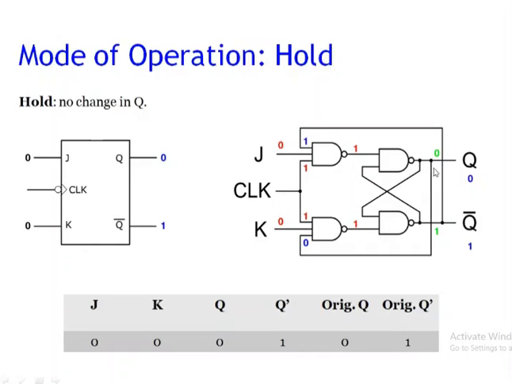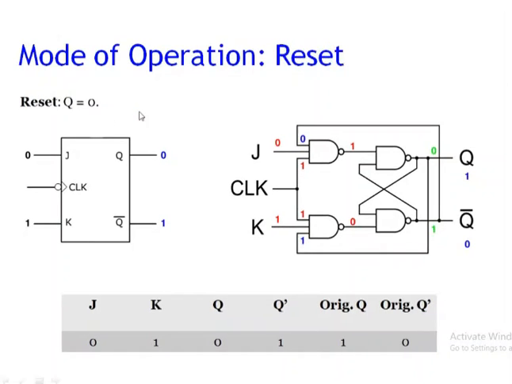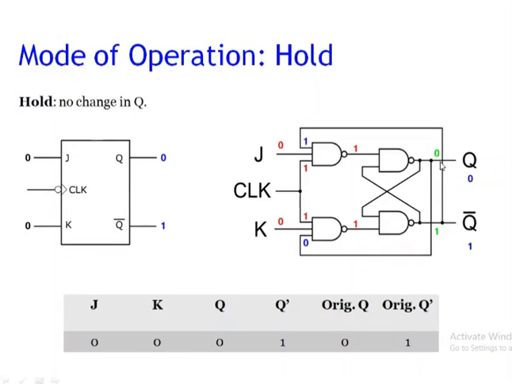Now here 0 0. See here you can apply these combinations, whatever outputs we are getting. 0 into 1 is 0, but due to that it will be a 1. So q is equal to 0 and q bar is equal to 1 finally. So it is in the previous state. Originally q is equal to 0 and q bar is equal to 1, so it is in the previous state. That's why it is hold. There is no change in your q, because here we are considering q is equal to 0.